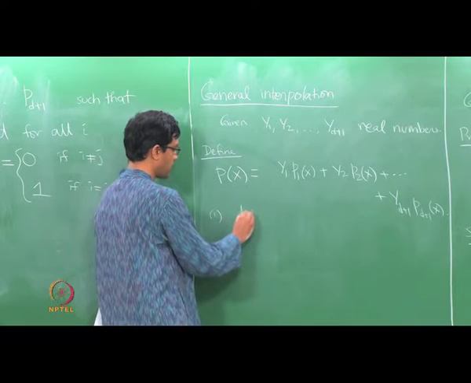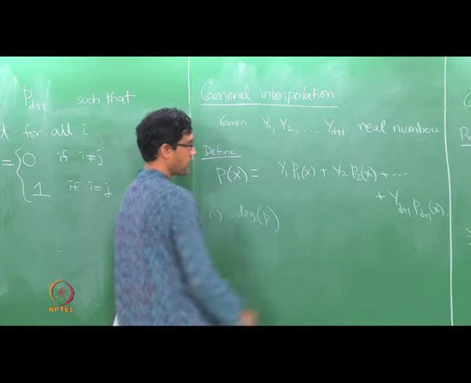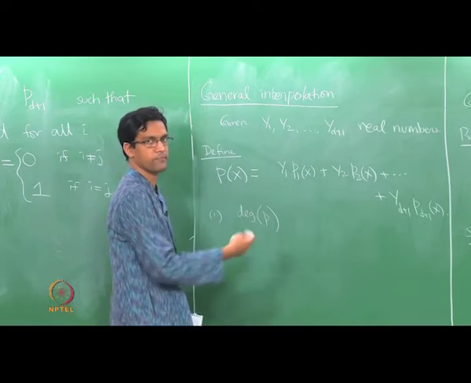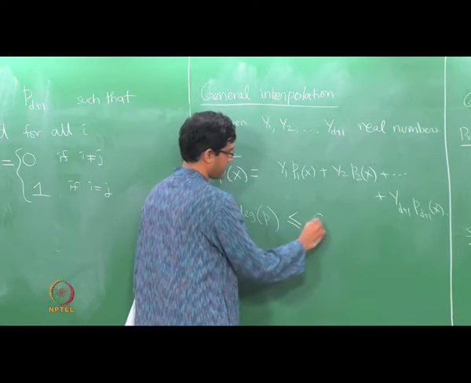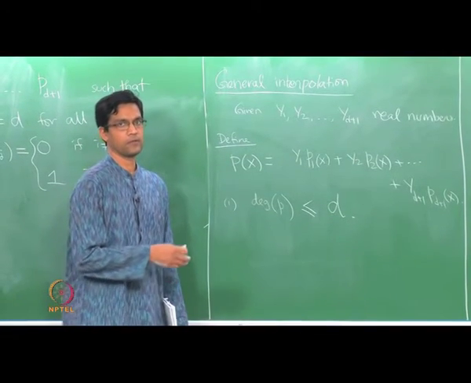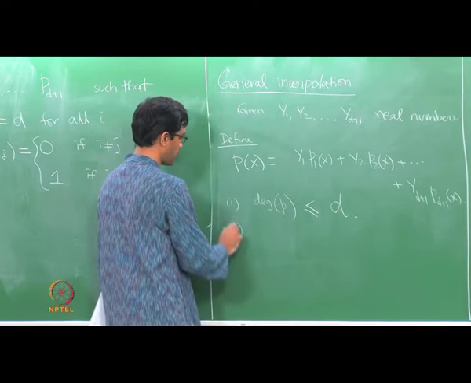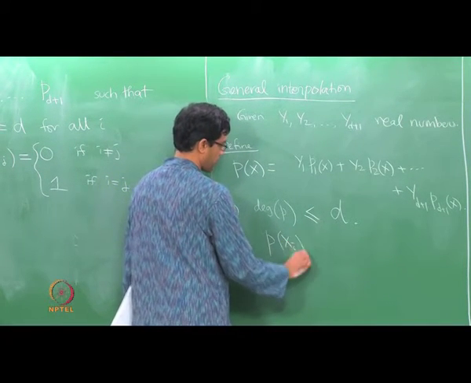Firstly, observe the degree of the polynomial p. Each of the pi's is of degree d, and what you are doing is taking a linear combination, multiplying them by various constants and adding the answer. That could very well end up being a polynomial of degree smaller than d as well. Okay, it is less than or equal to d for sure. So that is property 1, and property 2, which is the key thing that we want, the value at xi.